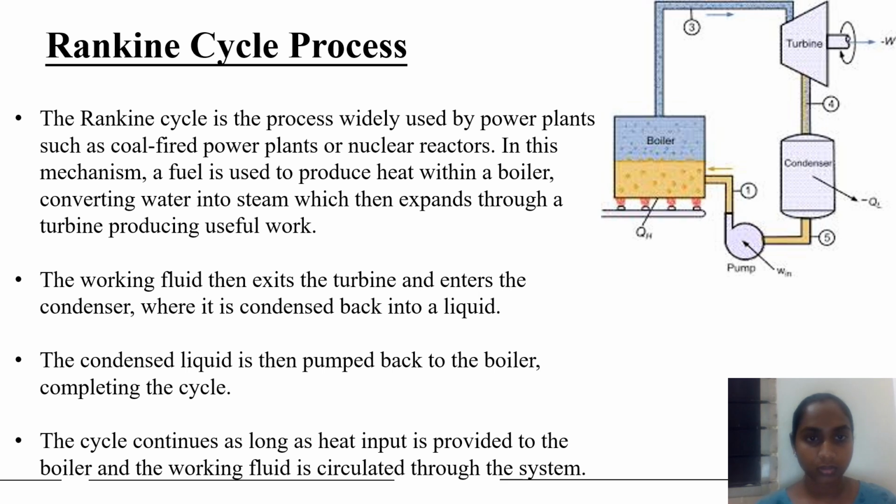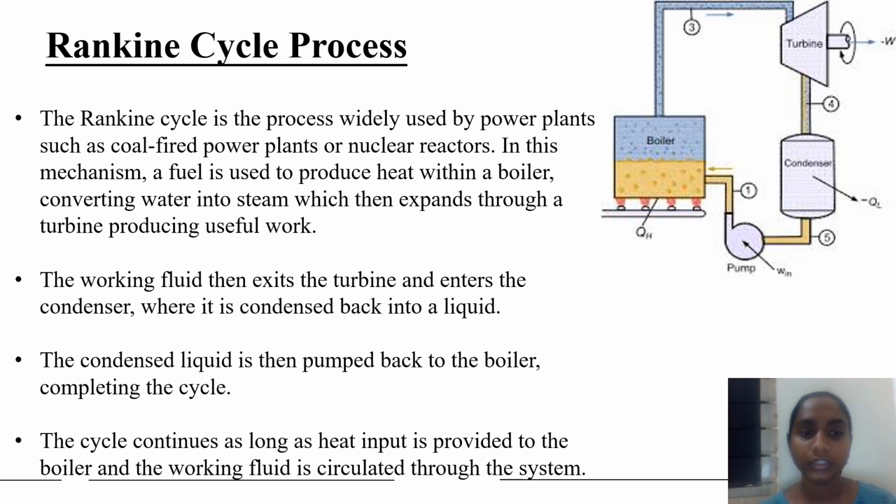Rankine cycle process. The Rankine cycle is the process widely used by power plants such as coal-fired power plants or nuclear reactors. In this mechanism, a fuel is used to produce heat within a boiler, converting water into steam, which then expands through a turbine, producing useful work.